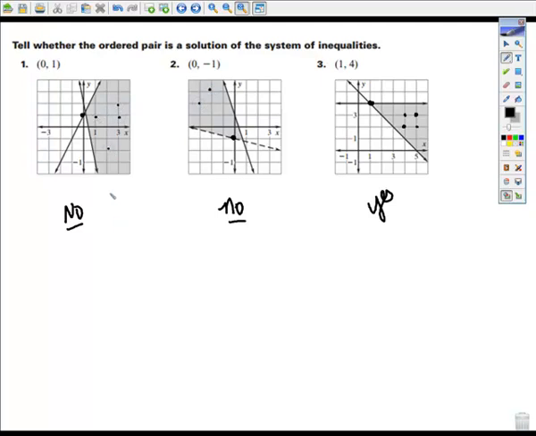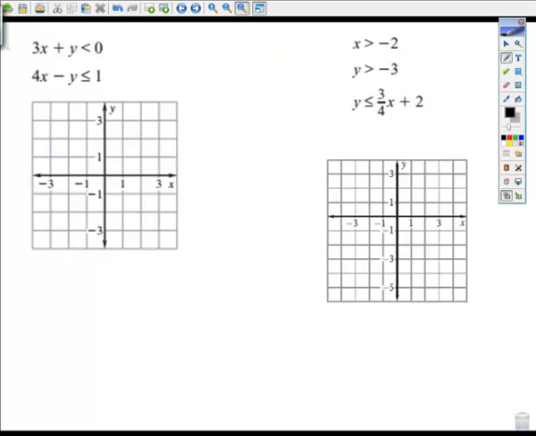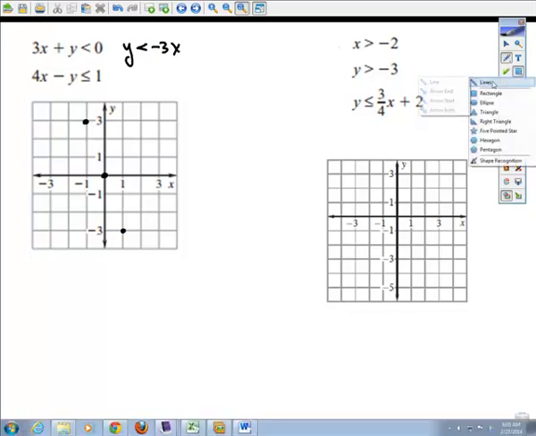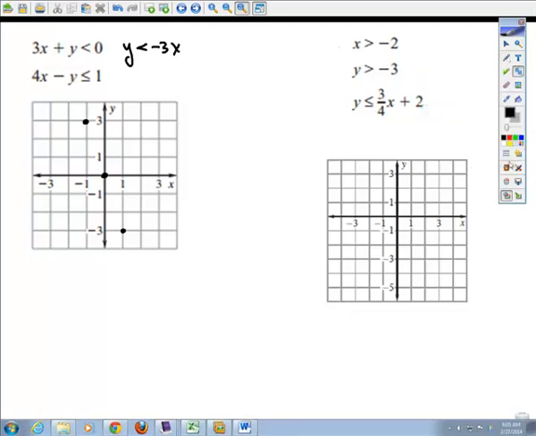Alright, now we're going to actually do some graphing. So the first thing when we graph, you know that we have to put it in slope-intercept form. So up here I'm going to have y is less than negative 3x. When I do that, my y-intercept is 0. My slope is negative 3, so up 3 to the left one or down 3 to the right one. I look at the inequality sign. It does not have an equal sign, so it's going to be a dashed line.